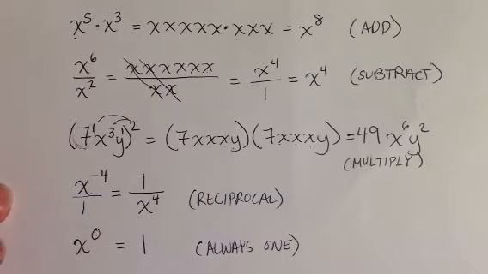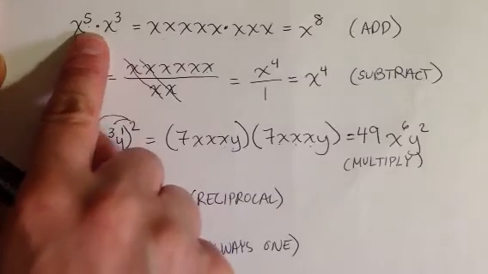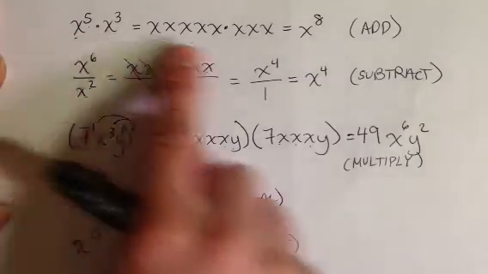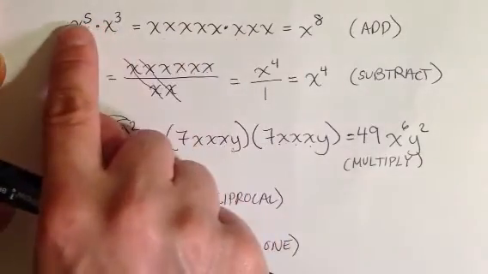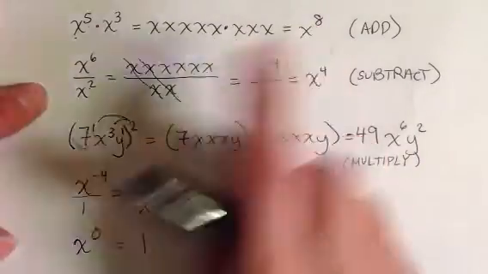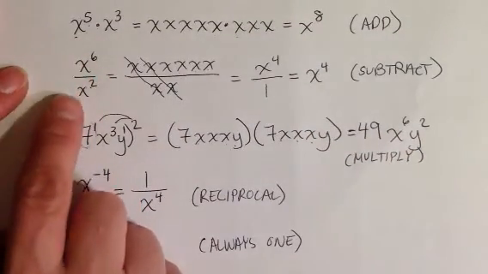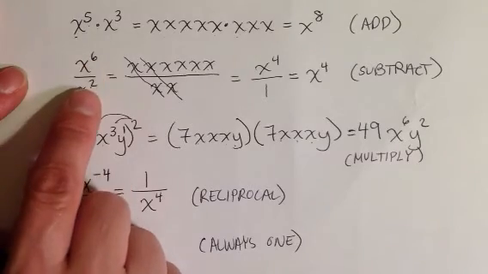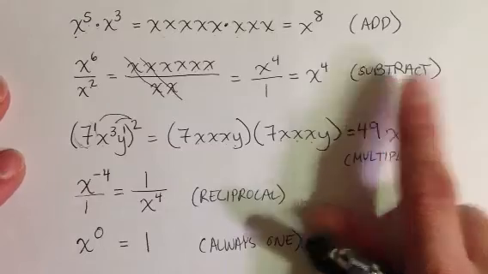So let's go back through these real quickly. If the base is the same and you're multiplying, you're finding the product of two powers with the same base, you're going to add the exponents. 3 plus 5, I'm sorry, 5 plus 3, it's commutative. 5 plus 3 is 8. Okay, if you're finding the quotient, if you're dividing two powers with the same base, you're going to subtract. 6 minus 2 is 4. You're going to subtract the exponents.